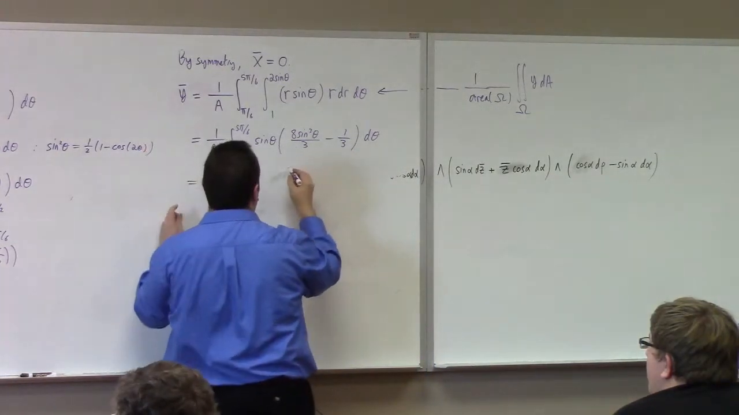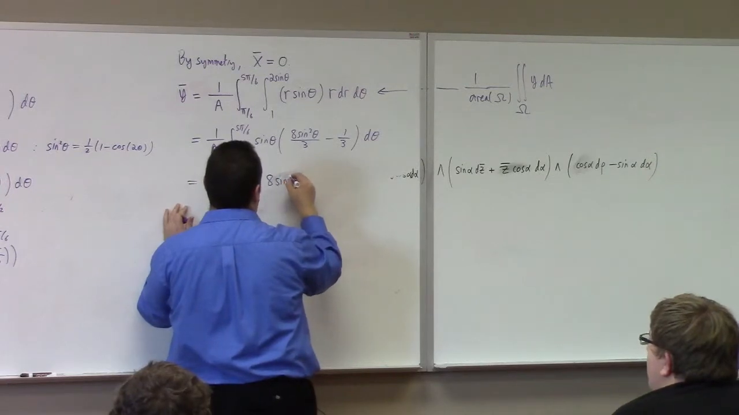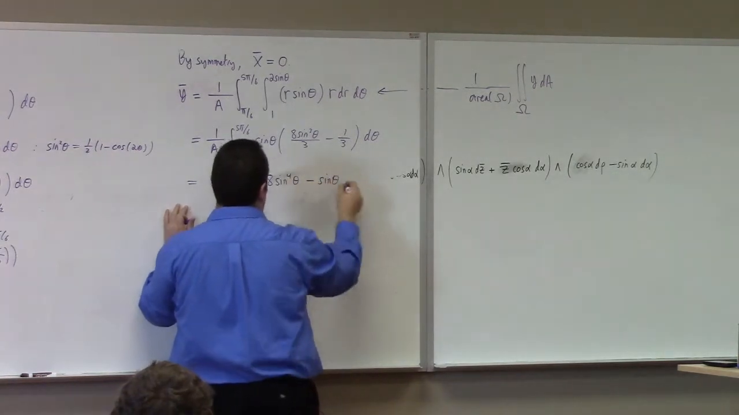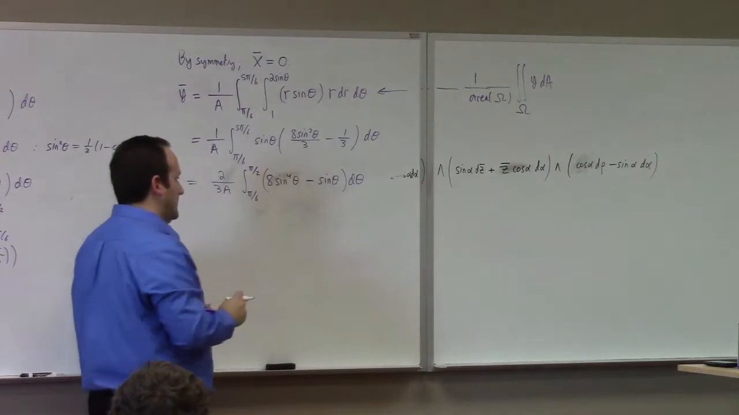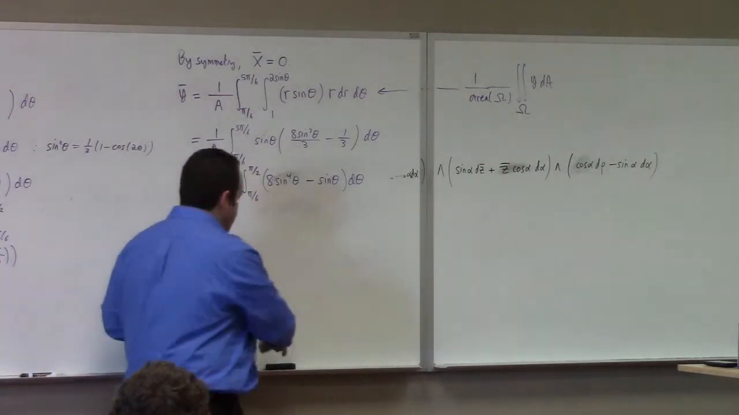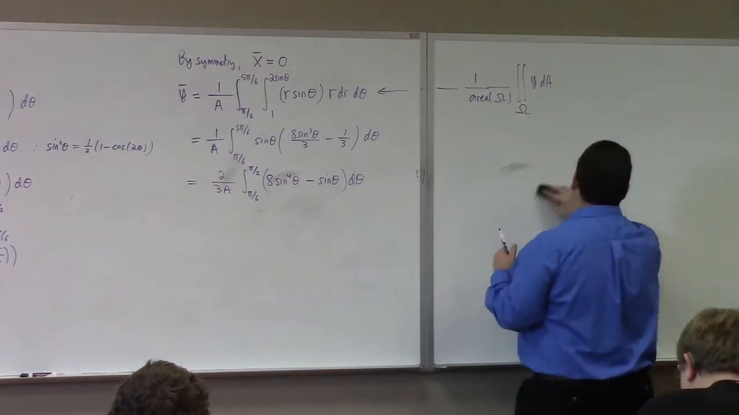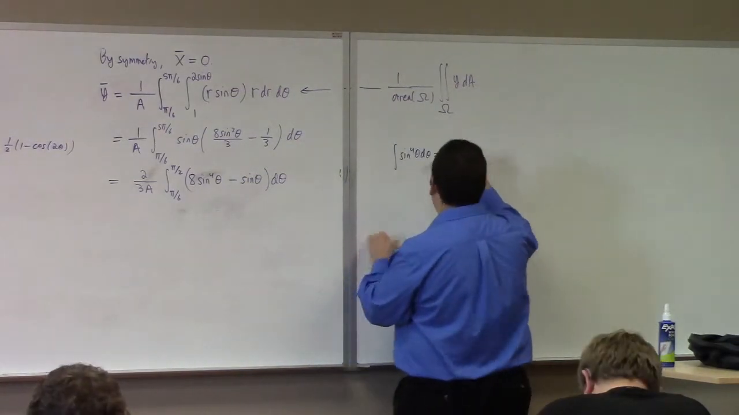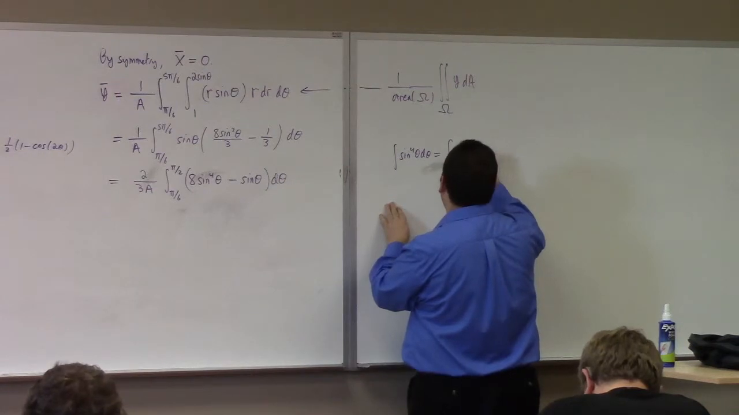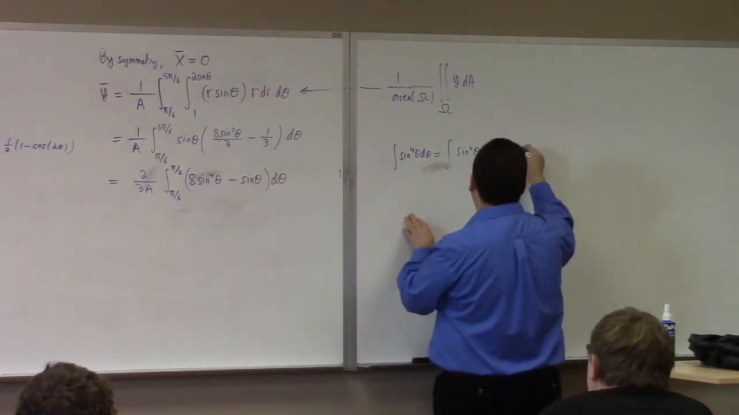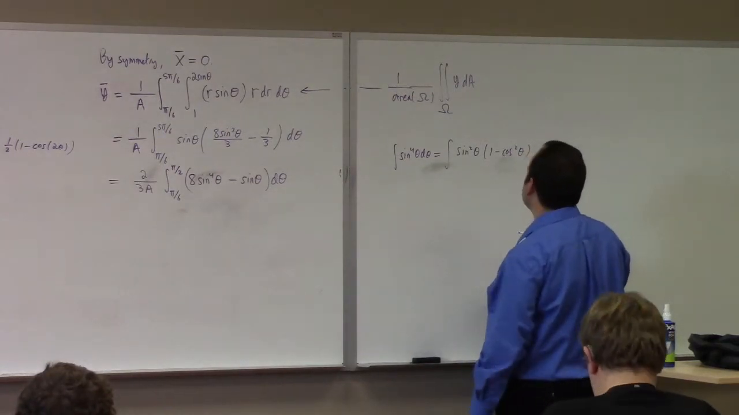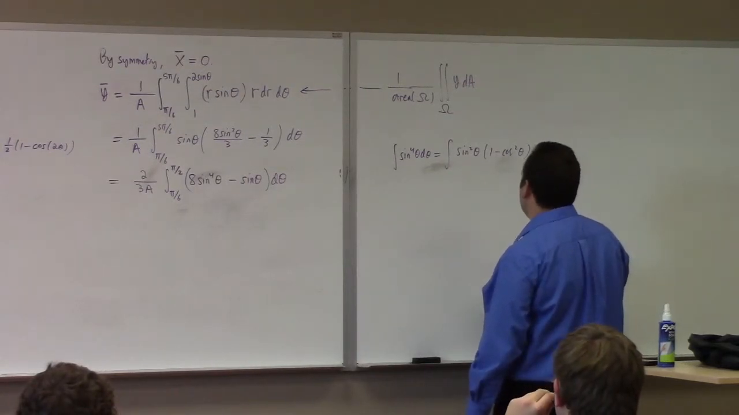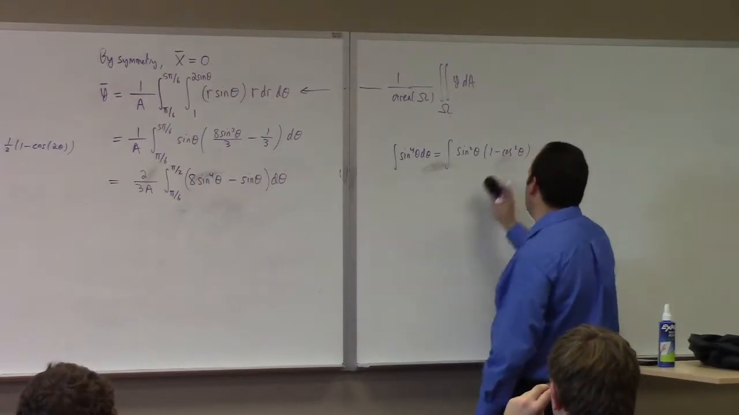And then this is 8 sine to the 4th minus sine theta d theta, right? So then we have to figure out how to integrate sine to the 4th. Do you remember? It's going to sting a little. Sine to the 4th theta d theta is the integral of sine squared theta times 1 minus cosine squared theta. Well, I'm trying to remember the easiest way. No, I think I've got to take my medicine here.